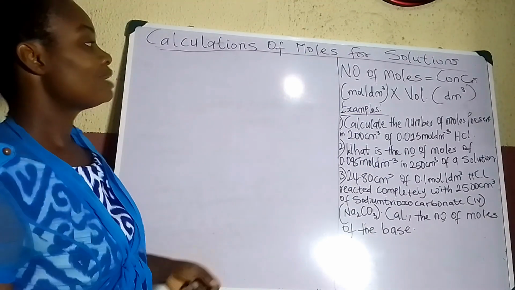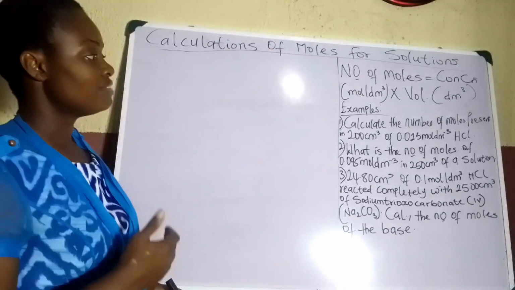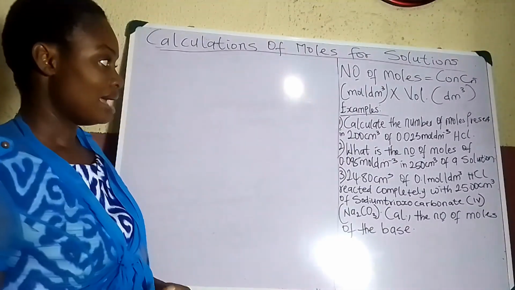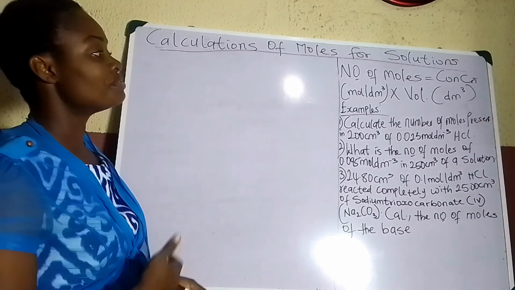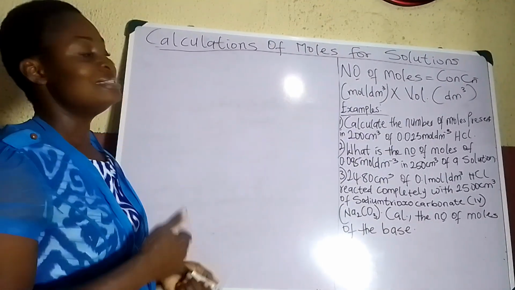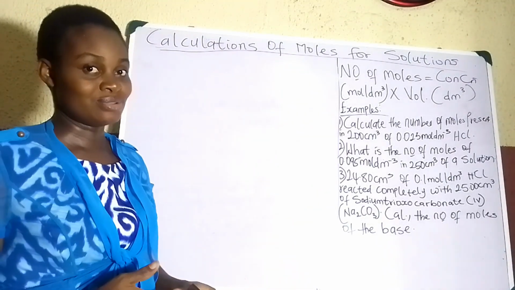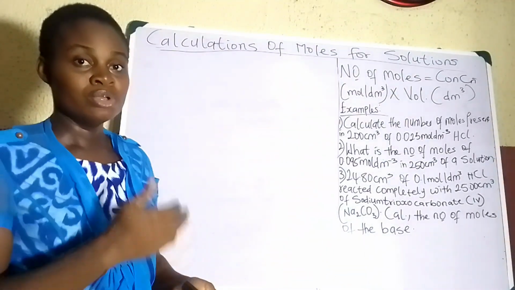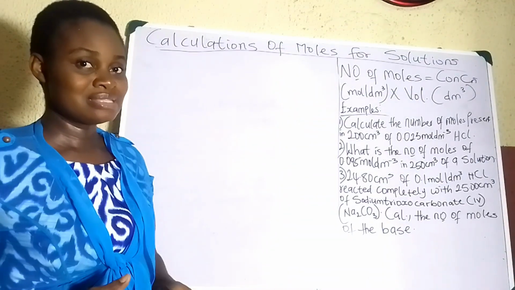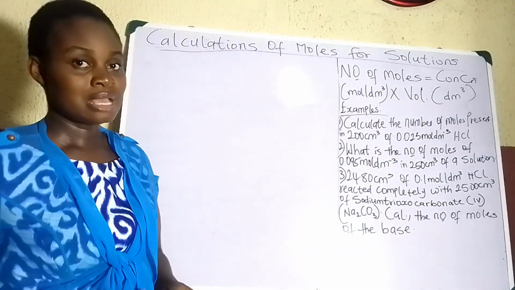Examples, question number 1. Calculate the number of moles present in 200 cm cube of 0.025 mole per dm cube of HCl, hydrochloric acid, a solution of acid in water. Now they are asking you to calculate the number of moles in 200 cm cube. Remember, the formula says that the volume must be in dm cube. Do not forget, just like when we did the one of ideal gases. Now we have to convert 200 cm cube to dm cube, substitute the variables and get the answer. Just like I usually tell you, make sure that you write down the given variables. It will help you to navigate your way and solve the problems.